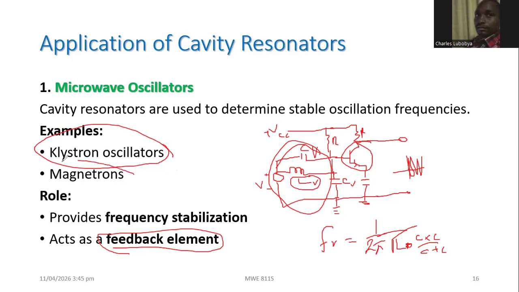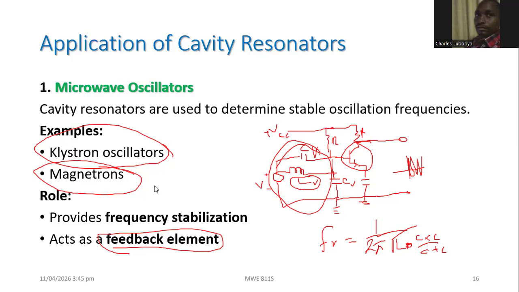There are also what are known as magnetrons. Magnetrons are also widely used, especially in many radar systems, many satellite communication systems. All these are essentially there to generate oscillations, and these oscillations can be used to superimpose a baseband signal for the purpose of modulation and transmission and so on and so forth. Okay, so that's the application as an oscillator.